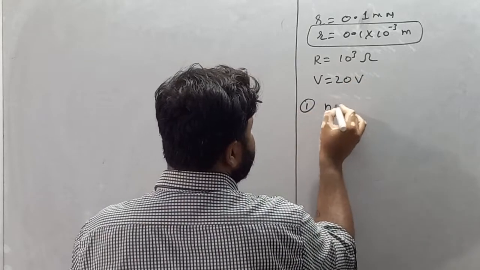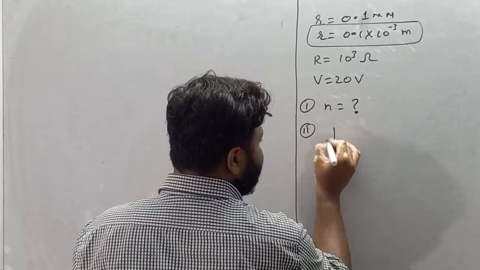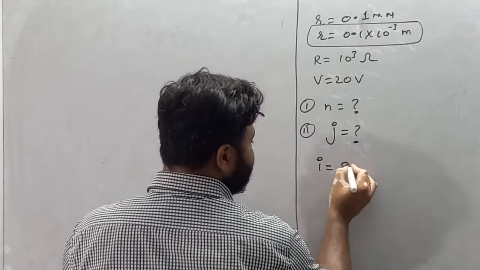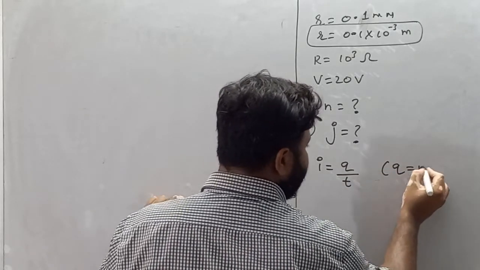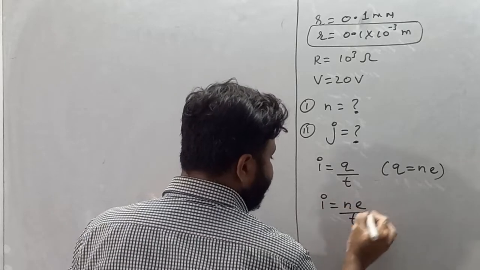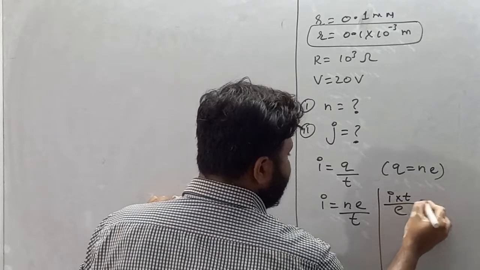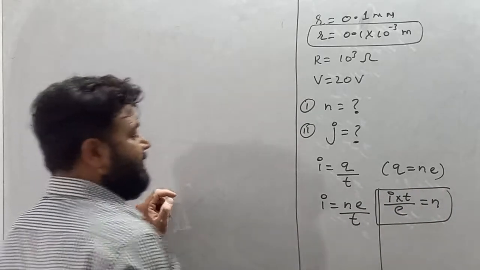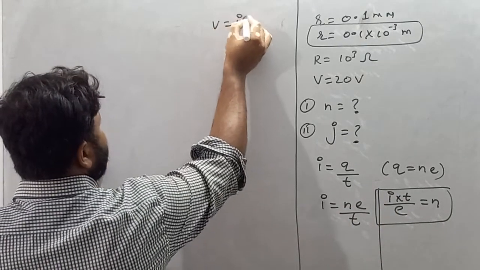In first question they are asking for number of electrons. Second they are asking for current density. So we know that I is equals to Q by t. Q can be written as n e. So we'll write it as I is equals to n e by t. So I into t by e is equals to n. So first, for finding number of electrons, we have to find the value of current. So V is equals to I R.